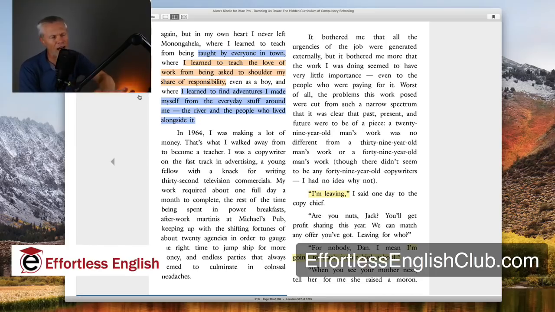He says, I learned to find adventures that I made myself from everyday stuff around me, the river and the people who lived alongside it. So he said he would find this learning, this enjoyment, this challenge and adventure just from his everyday life, right? The town, the river, the people in his town. That's where he learned mostly about life.